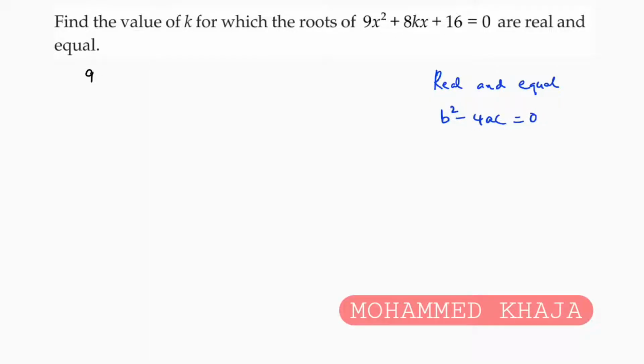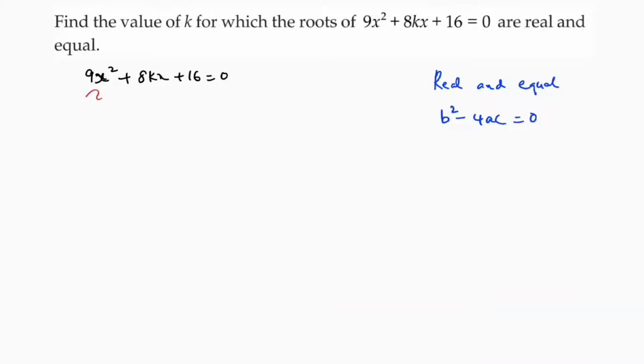So the question is 9x square plus 8kx plus 16 equals 0. If you compare with the standard one, that is ax square plus bx plus c, the value of a is 9, b is 8k, c is 16.